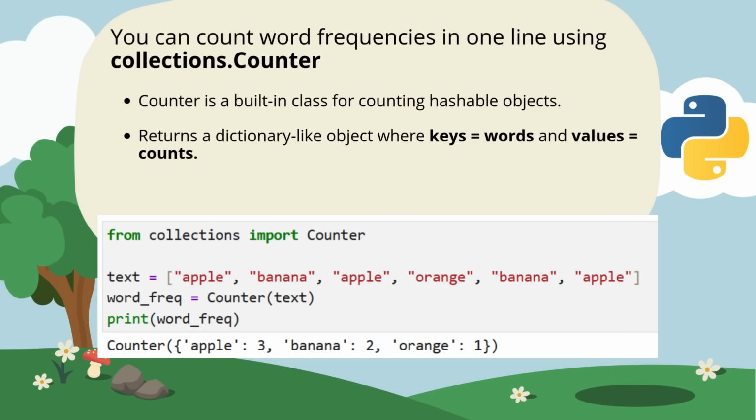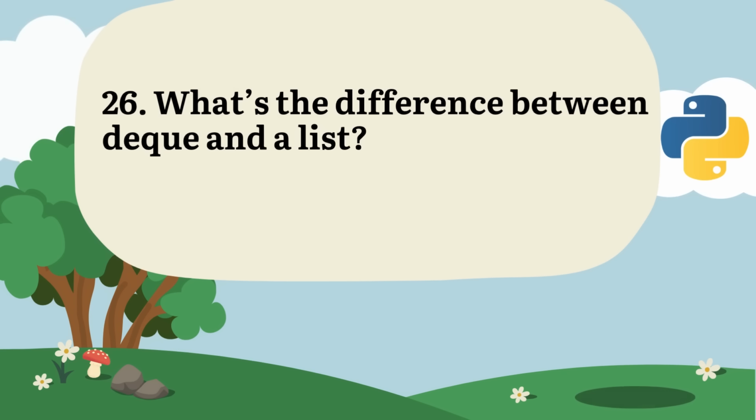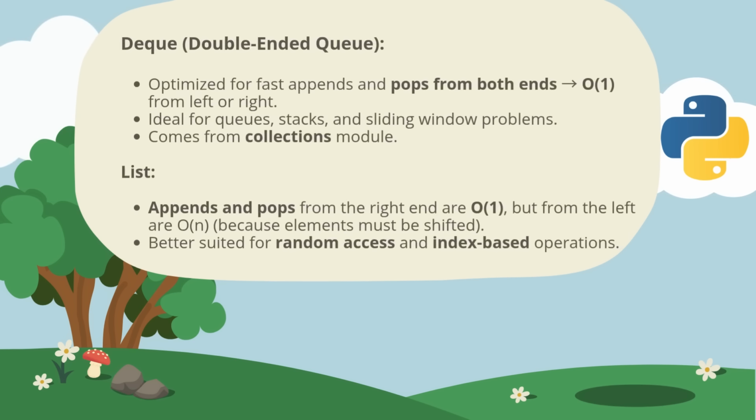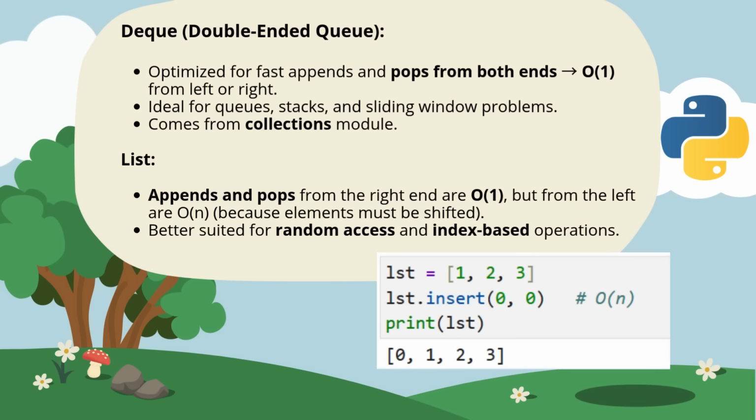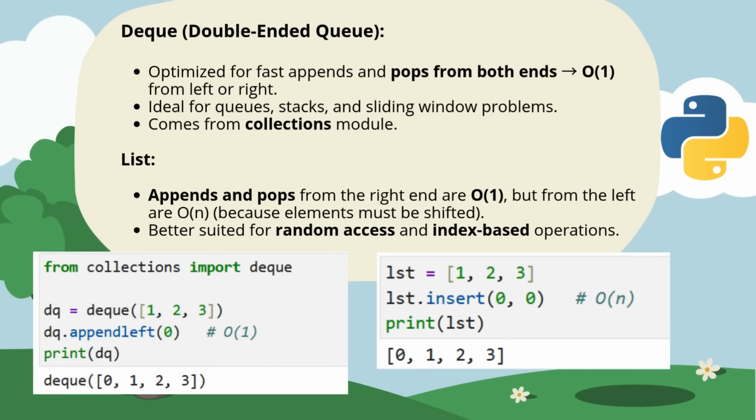Next question, what's the difference between deque and a list? A list is great for random access, but inserting or popping from the front is slow, O of n. That's where deque comes in. It's a double-ended queue optimized for O of 1 appends and pops from both ends. Perfect for queues, sliding windows, and BFS.